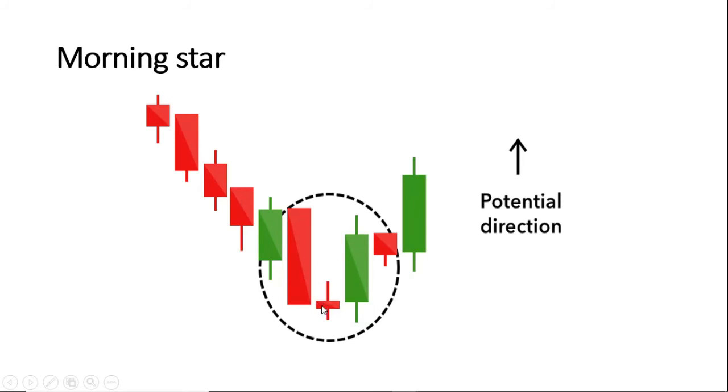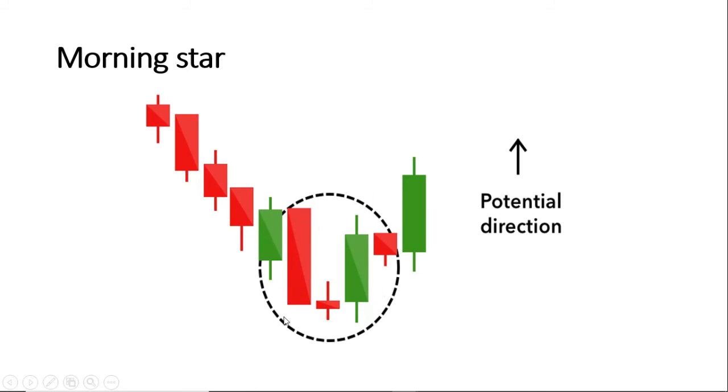After this, when you get a green candle, that means there are buyers entering the market. It has to be almost equal to the first red candle, the big red candle. Then that is the moment when you have to take a buy order. That means there's a reversal in trend. The trend is going to be reversed at this point.